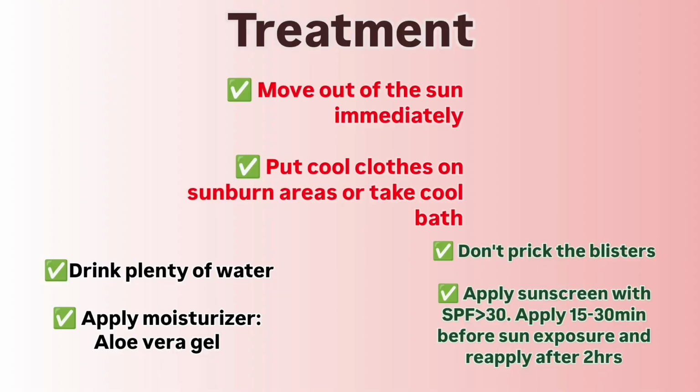Now, how to manage sunburns? Move out of the heat immediately. Then put cool cloths on the sunburned areas or take a cool bath. Drink plenty of water. Apply moisturizer like aloe vera gel or calamine lotion. Don't prick the blisters, and apply sunscreen with a sun protection factor greater than 30. The application should be at least 15 to 30 minutes before the sun exposure, and reapplication should be done after 2 hours.